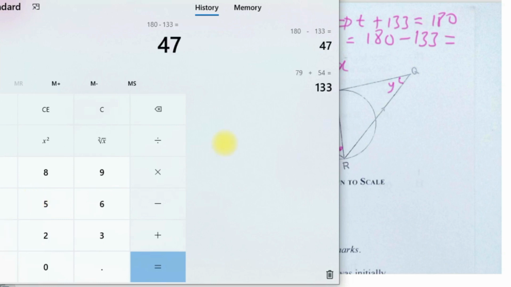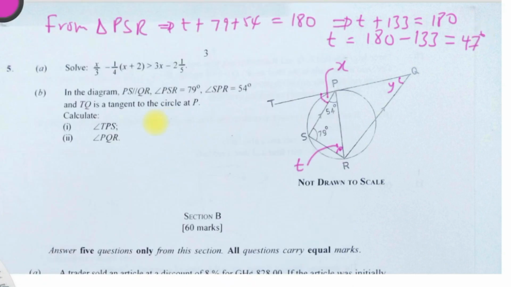So 40 is equal to 47 degrees. So we know that from the... This is a theory question, so you have to give a reason. So it means that this T is equal to S, which is the same as angle TPS. So you say that from the alternate segment here, we take it somewhere.